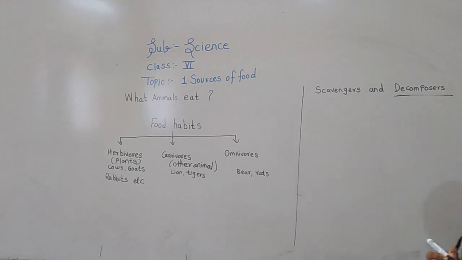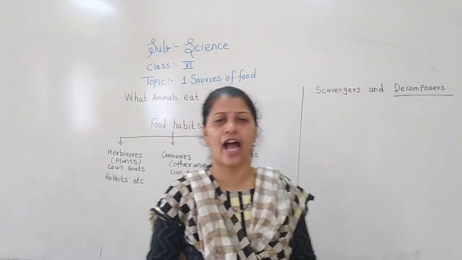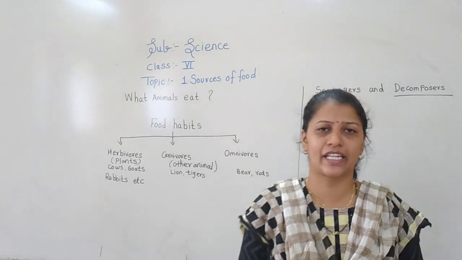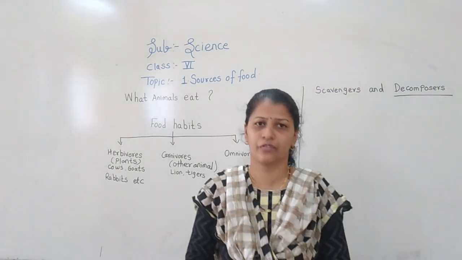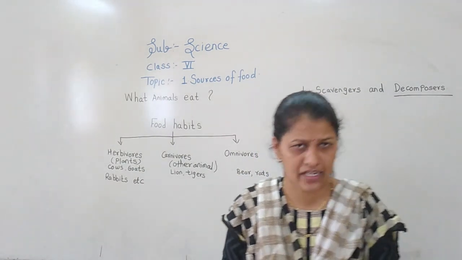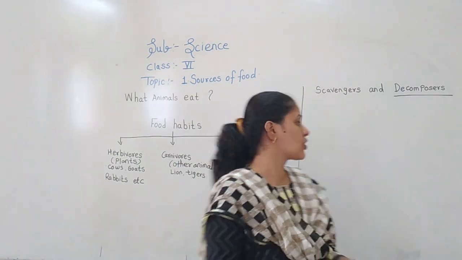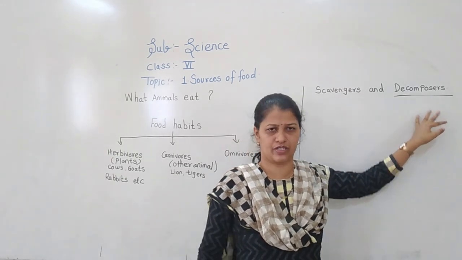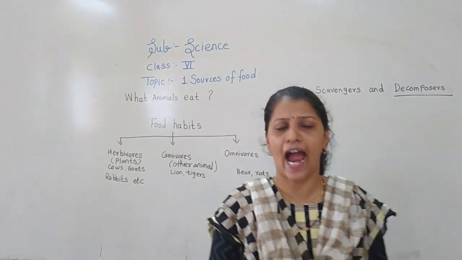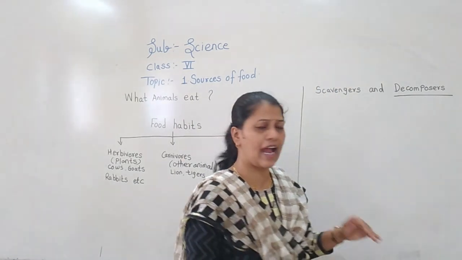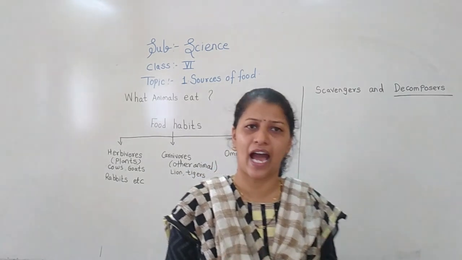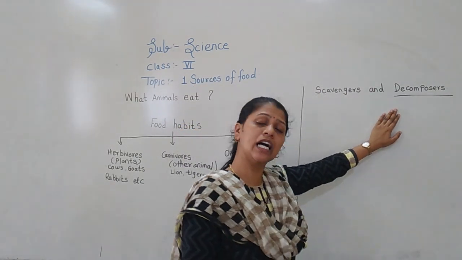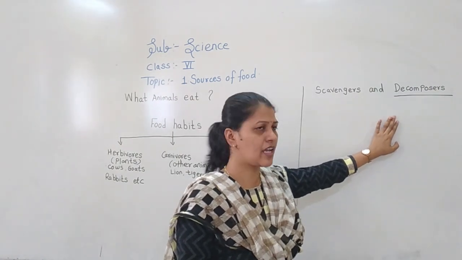Then the next is decomposer. There are some organisms such as bacteria and fungi. They are very small organisms, which depend on the dead plants and animals, and they decompose them. Some organisms such as bacteria and fungi eat the dead plants and animals and decompose them. Such organisms are called decomposers. Are you getting this? Have you understood this?